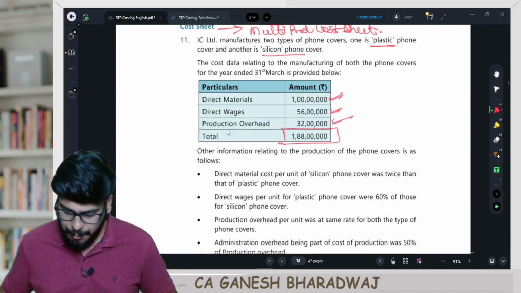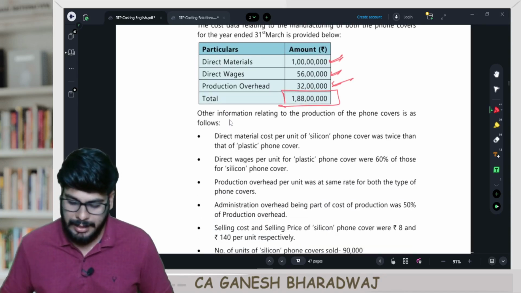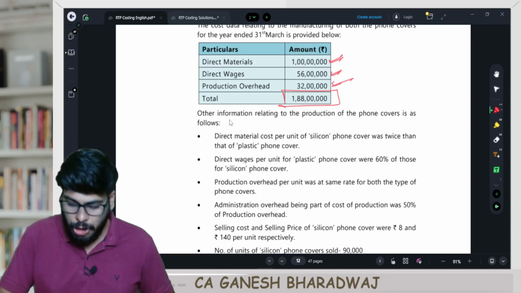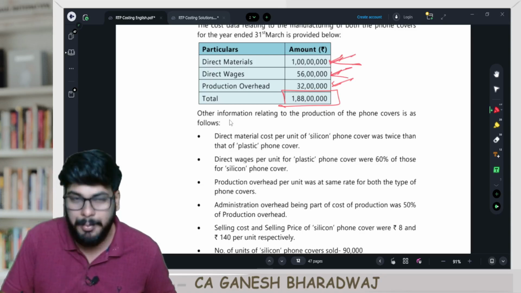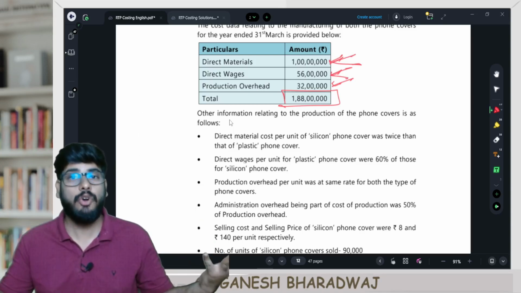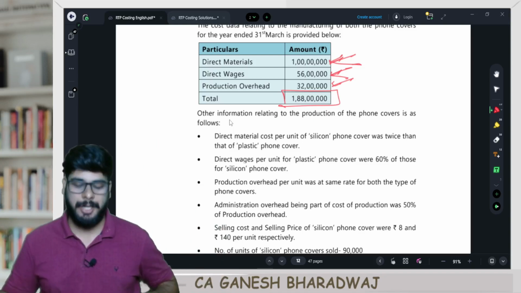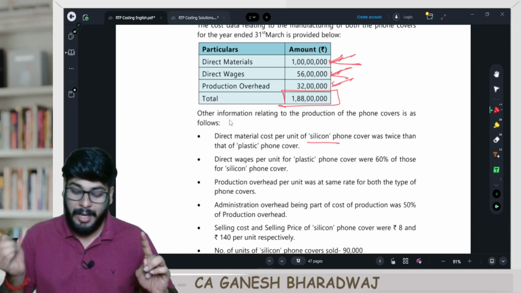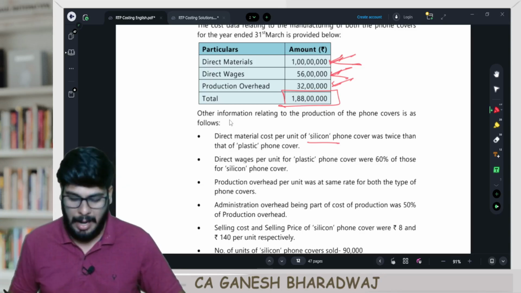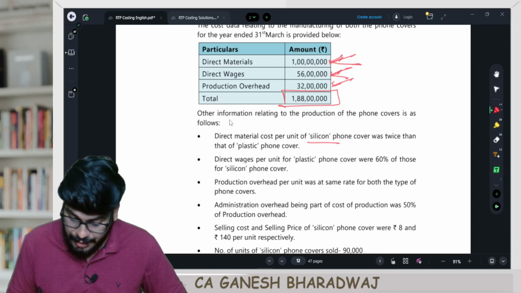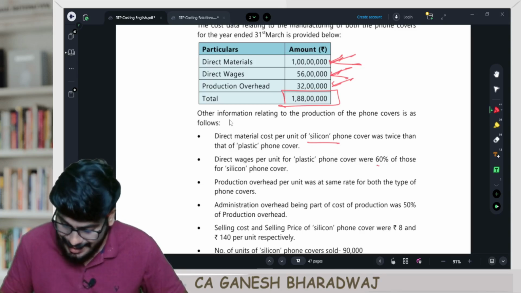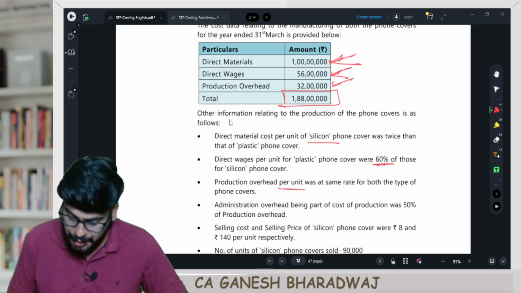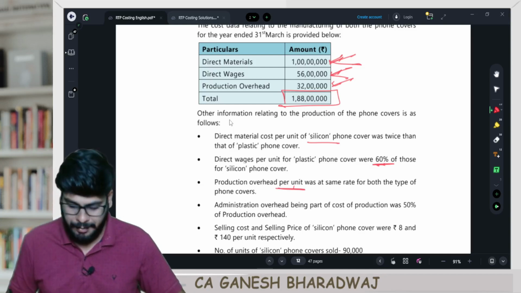Now, the other information relating to the production of phone covers is as follows. If they are asking you to prepare the product wise cost sheet, you need to segregate each of these components for each of the products. Now, how do you go about with that? That is the reason why the other information is given. The direct material cost per unit of silicon phone cover was twice that of plastic phone cover. Similarly, direct wages per unit of plastic phone cover were 60% of those for silicon phone cover. Production overhead per unit was the same rate for both the types of phone covers.